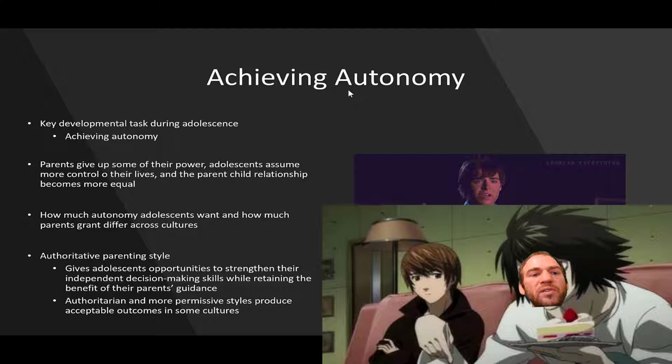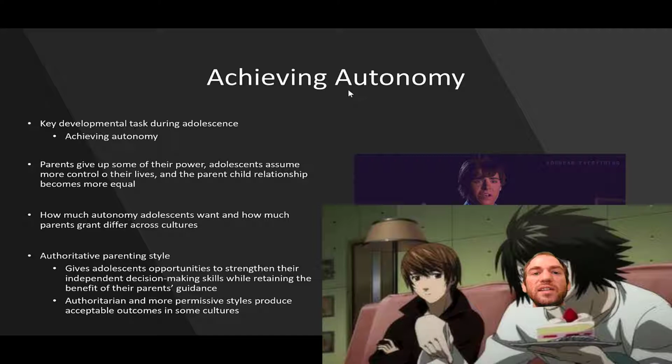Achieving autonomy. A key developmental task during adolescence is achieving autonomy. Parents give up some of their power, adolescents assume more control of their lives, and the parent-child relationship becomes more equal. How much autonomy adolescents want and how much parents grant differ across cultures. Authoritative parenting style gives adolescents opportunity to strengthen their independent decision-making skills while retaining the benefit of their parents' guidance. Authoritarian and more permissive styles produce acceptable outcomes in some cultures.